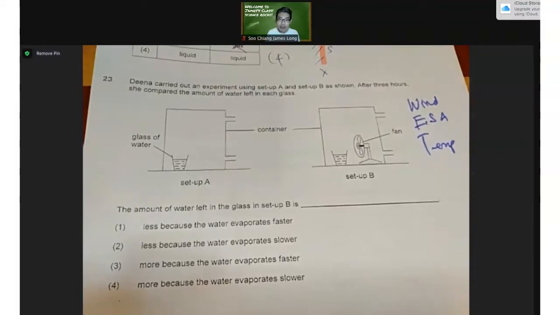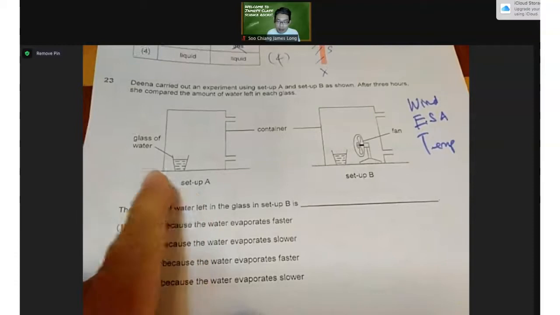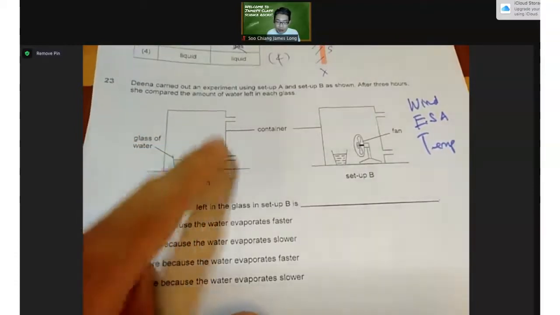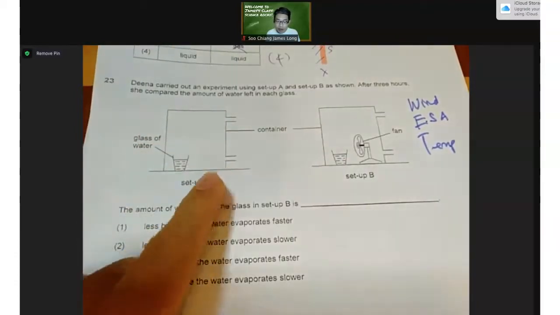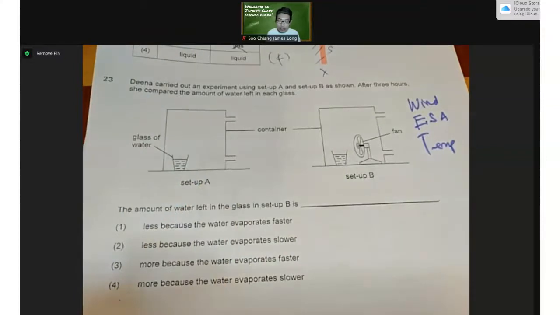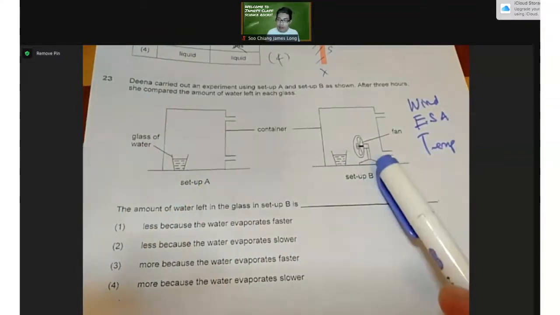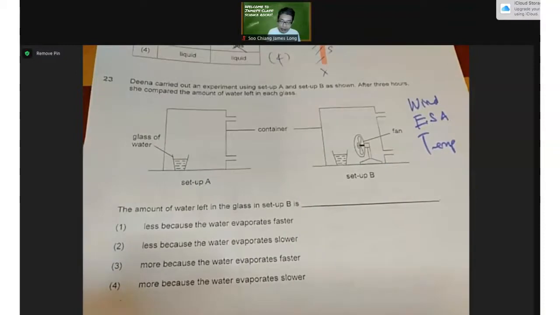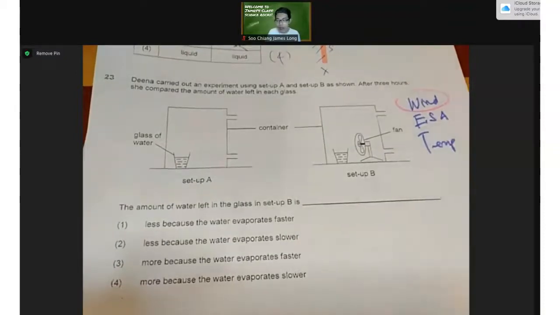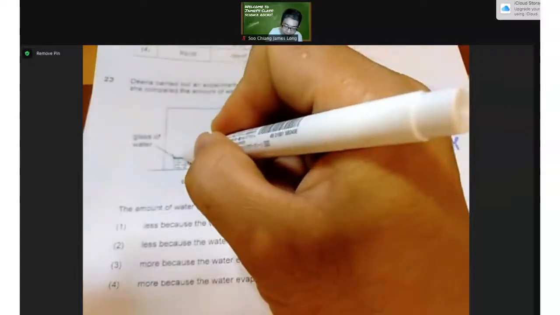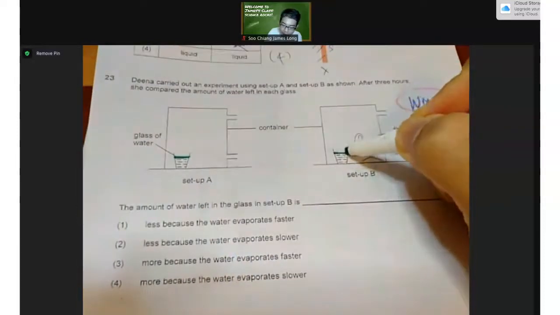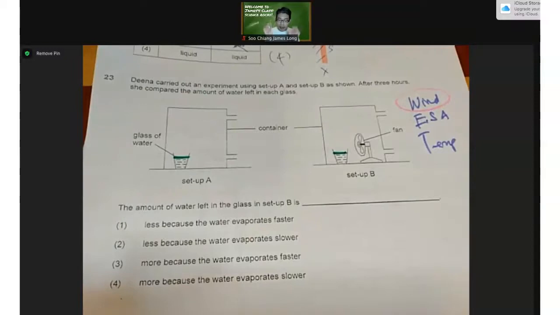So Dina carried out this experiment using setup A. There's a glass of water. There are 2 openings for gas exchange. Here there's a fan inside. Oh, a fan. Therefore, I see there's wind here in B. So exposed surface area seems to be the same. Exposed surface area refers to how much of the water surface is in contact with the air. Well, these 2 green lines seem to be the same in length. So exposed surface area is equal.